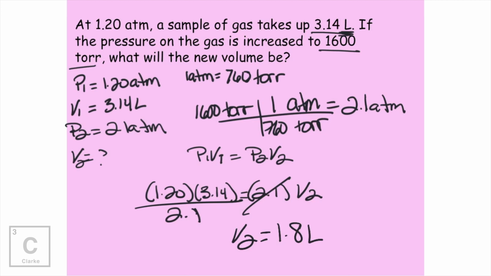So let's look and see if we agree with this here. Our pressure increased, and so our volume should decrease. We went from 3.14 to 1.8. That's a decrease. That looks good. Let's work one more problem.